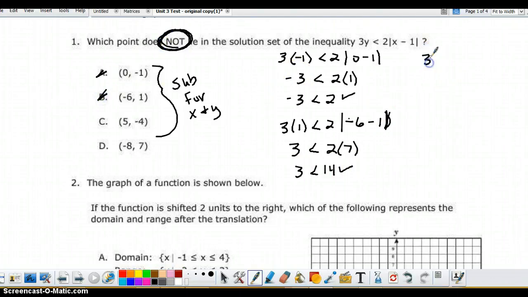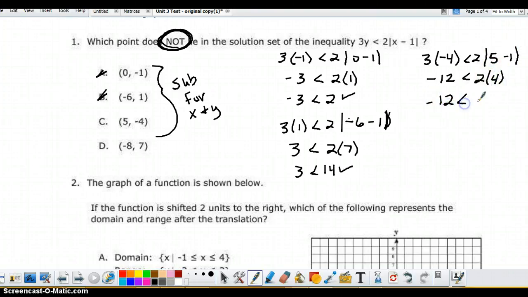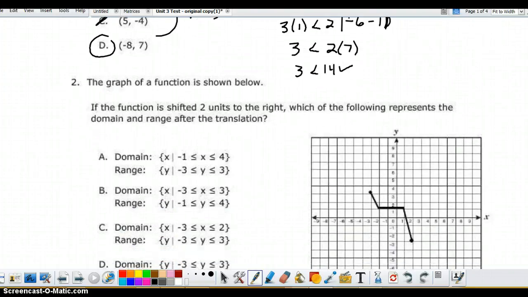So we have 3 times negative 4. Inside now we have 5 minus 1. So that's negative 12. 4 minus 1, or 5 minus 1 is 4. So that's times 4. So negative 12 is less than 8. So now that I've eliminated those, D is the correct answer.